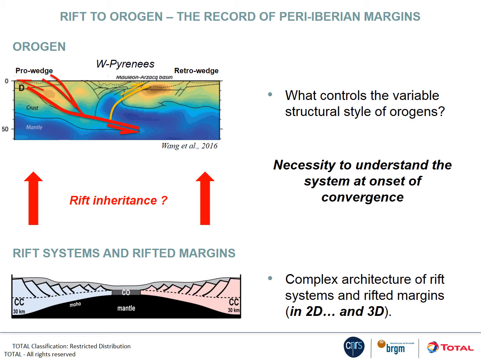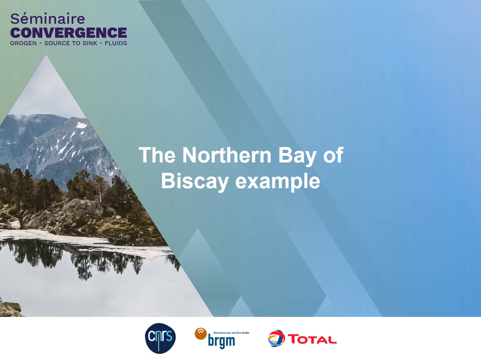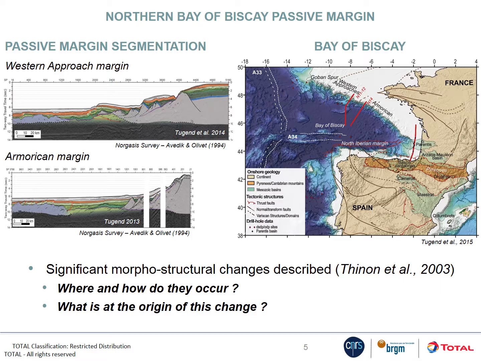Well, because more and more studies reveal the complexity and diversity of rifted margin structure in 2D as well as in 3D. I focused on the northern Bay of Biscay passive margin, which is located offshore western France, and I investigated the partitioning of extensional deformation, which can explain the passive margin segmentation previously described. Significant morphostructural changes are observed between the Western approach and Armorican passive margin segments, but where and how do they occur, and what is at the origin of these changes?